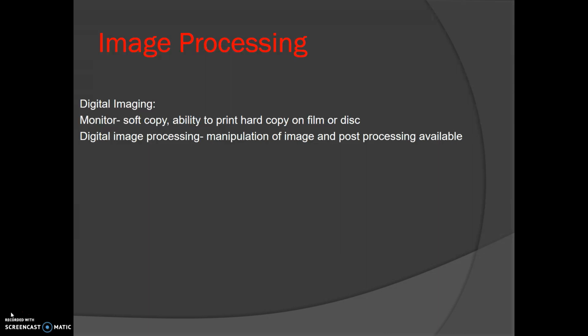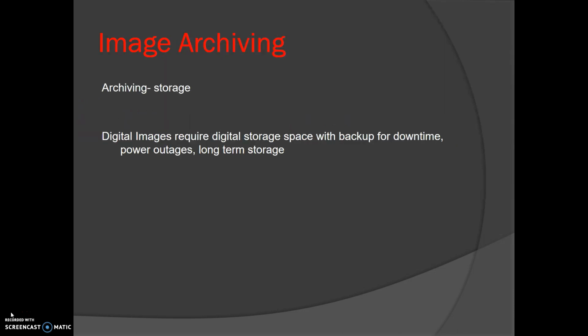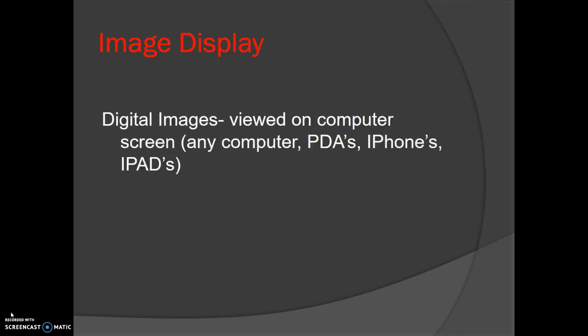A digital imaging monitor provides a soft copy with the ability to print hard copy on film or a disc. Manipulation of the image and post-processing is available. Archiving is storage of the digital image. Digital images require digital storage space with backup for downtime, power outages, and long-term storage. Digital images can be viewed on a computer screen, any computer, PDA, iPhones, or iPads.